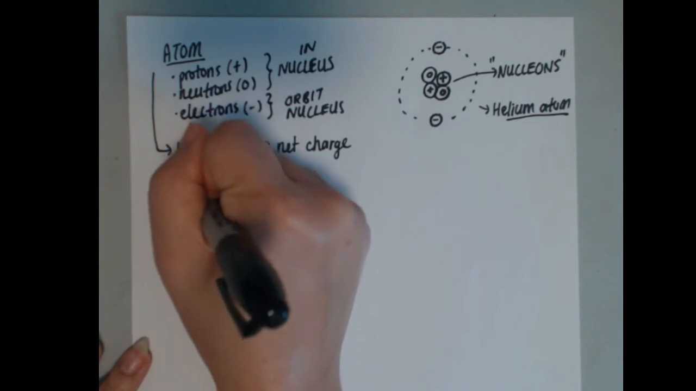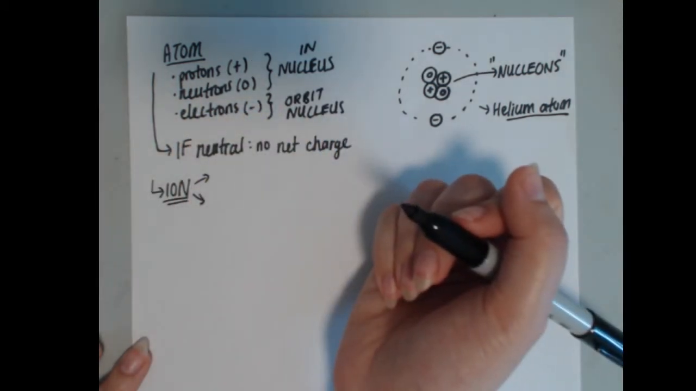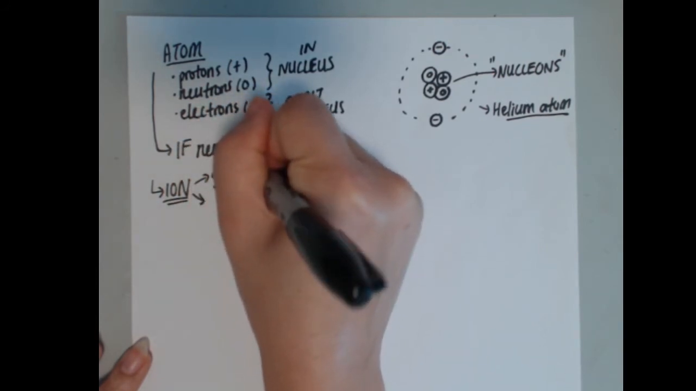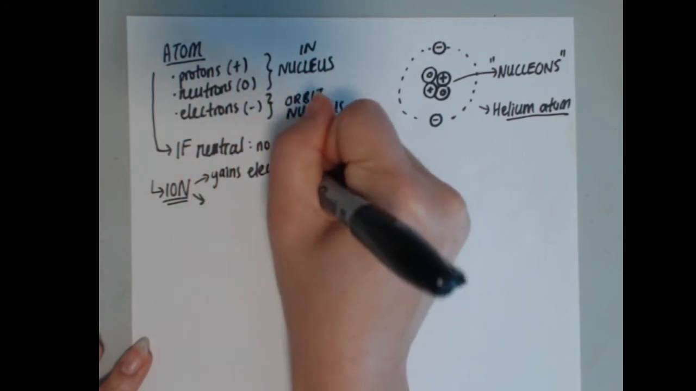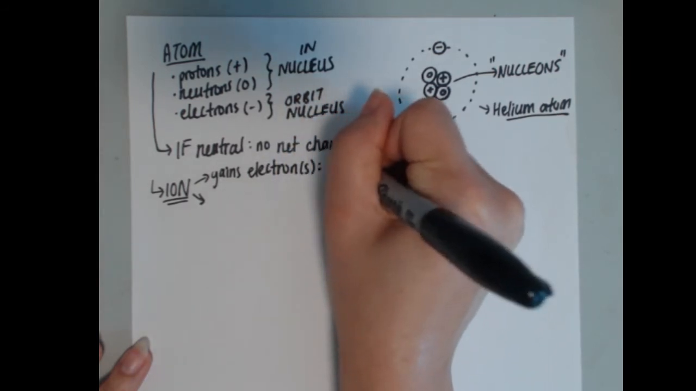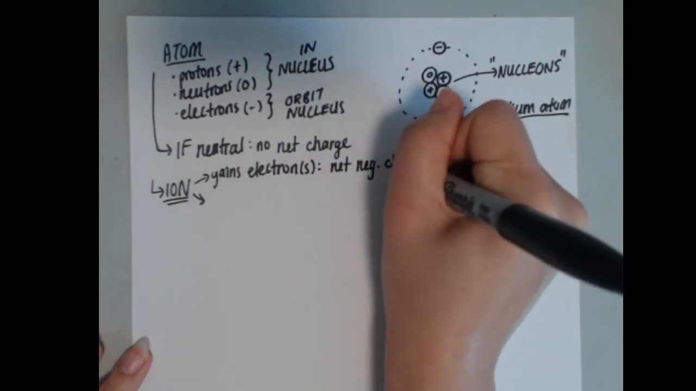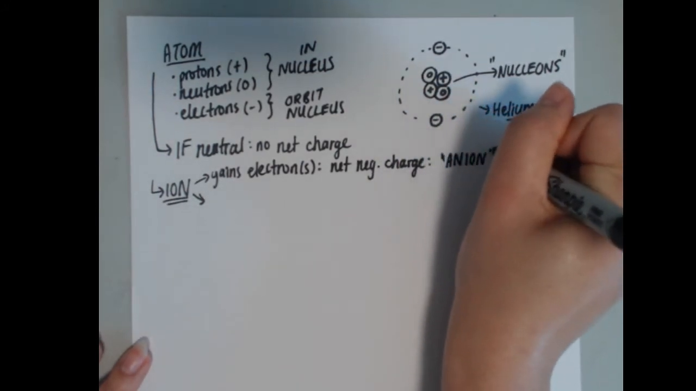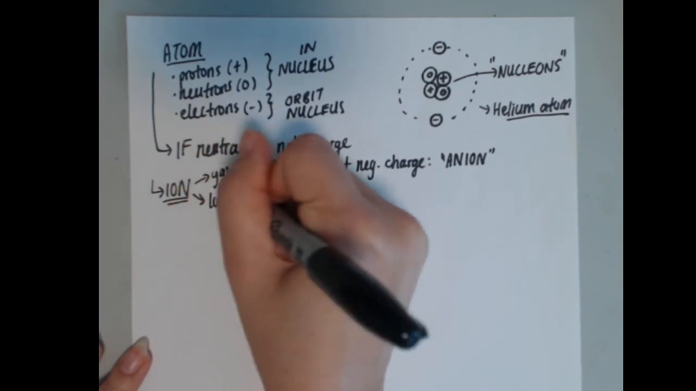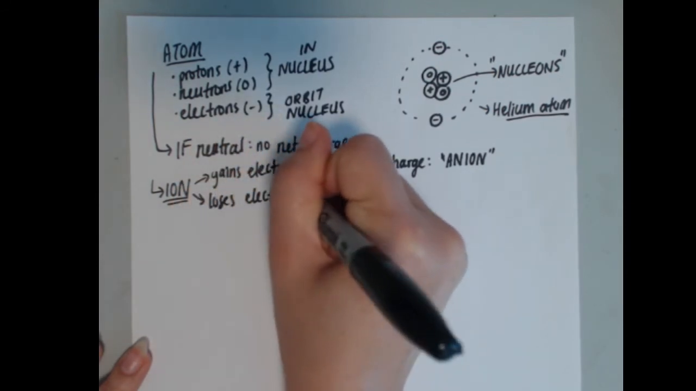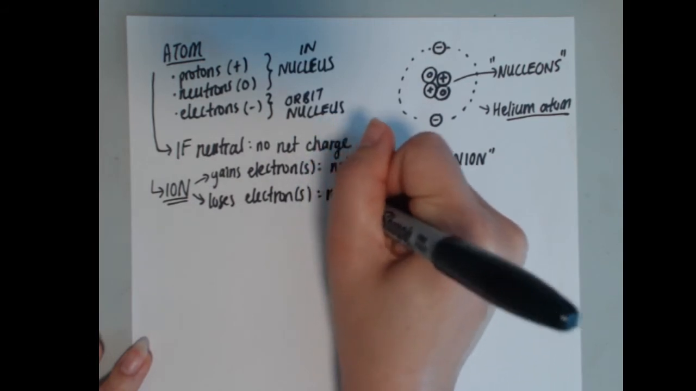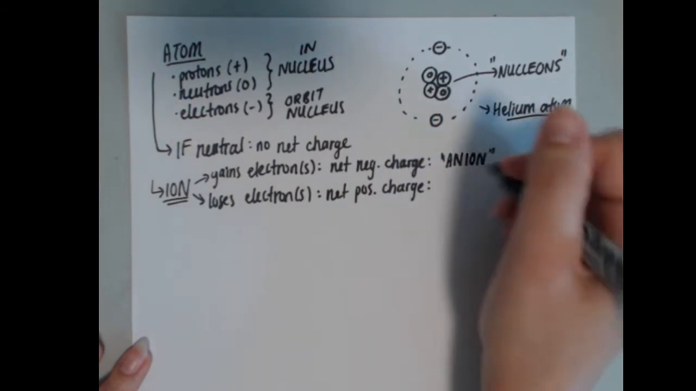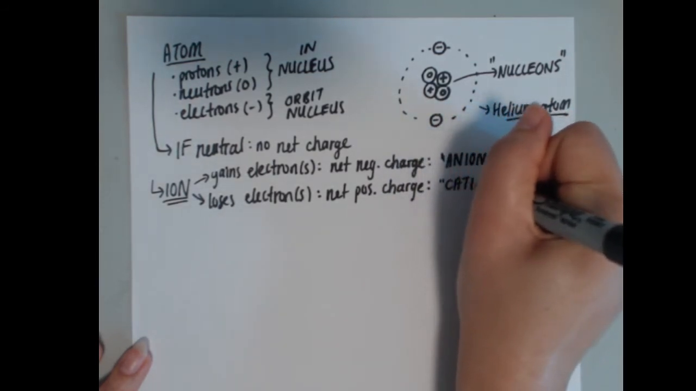Ions are essentially atoms that have either gained or lost electrons. If it gains an electron or electrons, that means it has a net negative charge, and it goes by the fancy name of anion. If it loses an electron or electrons, that means it now has a net positive charge, right? Because it now has fewer negative charges than positive charges. And we call that a cation.